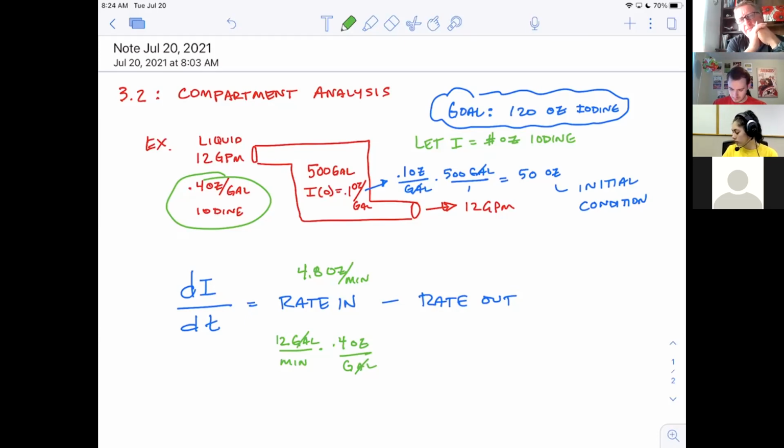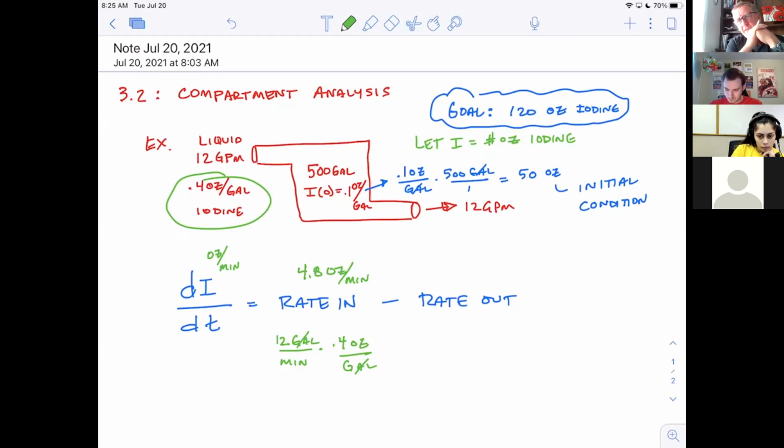The key is, if this is an equation, every one of the units here, dI/dt, has to also be ounces per minute, because this is an equation. Rate in is ounces per minute, and rate out is ounces per minute. Notice you have a constant rate going in, and there's no variable associated with that. But the rate out is much harder.